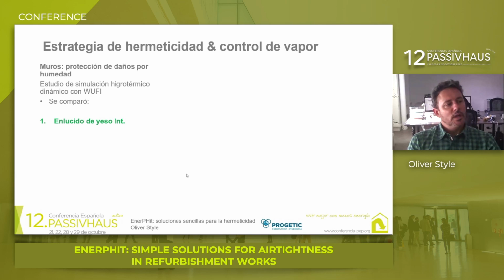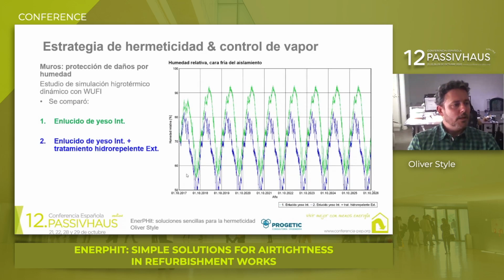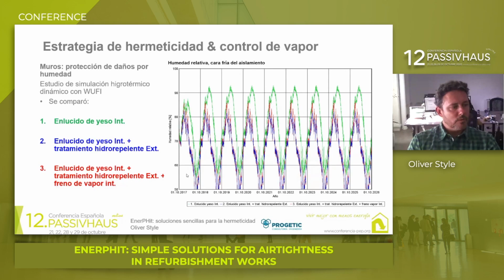So I would now like to present the results of three different solutions. One was a simple plaster-based solution. Here we can see a simulation performed over 10 years, analyzing relative humidity on the cold face of the insulation on the inner face of the wall. In case 2, plastering, indicated by the blue line, a water-repellent treatment was added to the outer face of the brickwork, and an improvement was obtained insofar as relative humidity peaks fell below 80. And then finally, we compared this with the incorporation of a moisture barrier on the interior.